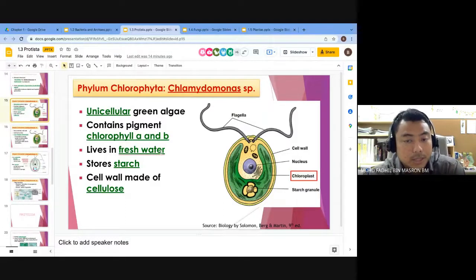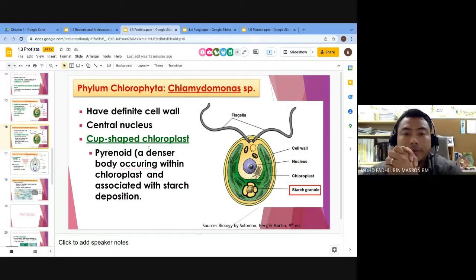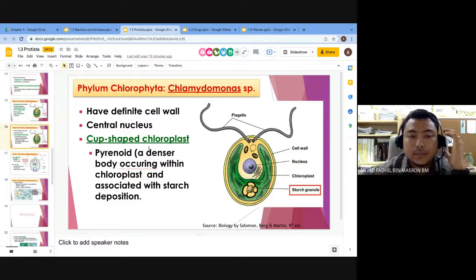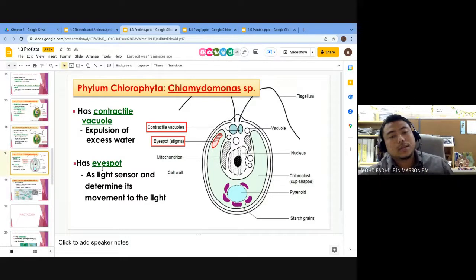Contohnya seperti Fucus SP itu tadi. So dia ada starch dan juga ada cellulose, cell wall dia. Okay. So dia ada definite cell wall, dia ada central nucleus dan dia juga ada chloroplast, dia samalah macam sel yang lain, dan dia ada juga contractile vacuole dan dia juga ada eye spot. Eye spot ni yang ini. So eye spot ni bukanlah macam mata, dia lebih hanya kepada macam foto ataupun light sensor ataupun light sensitive area.